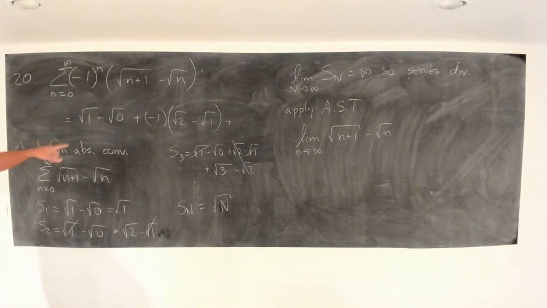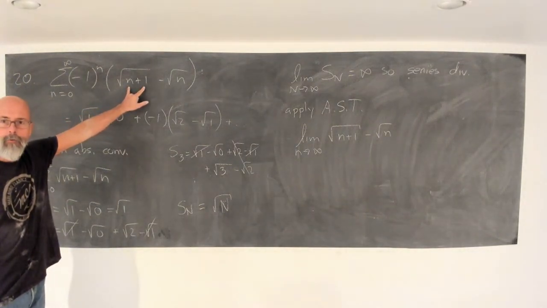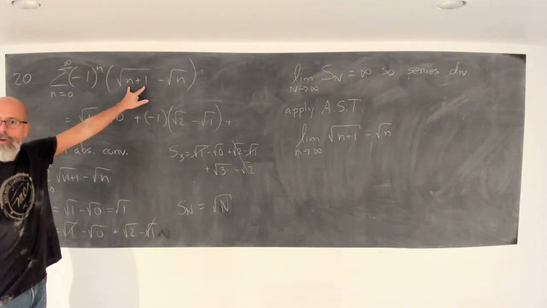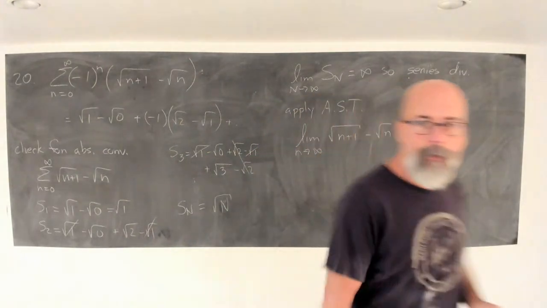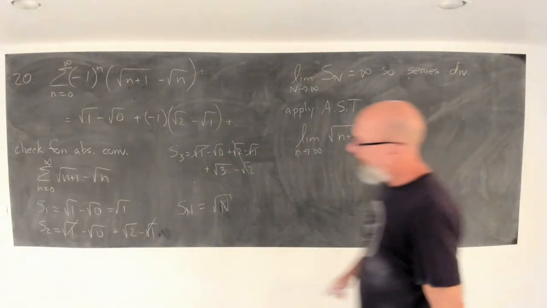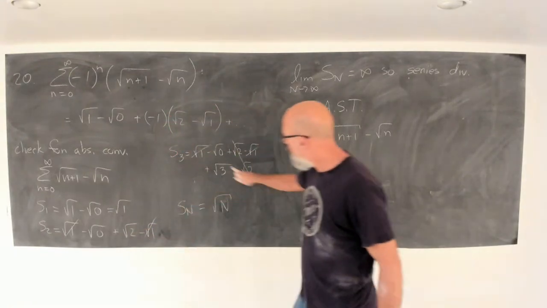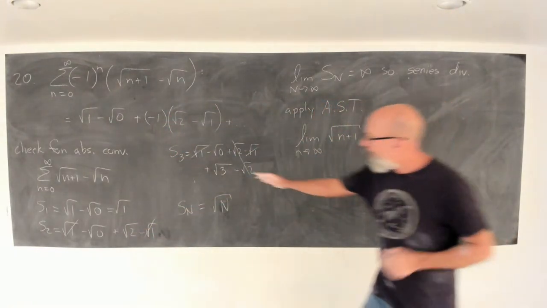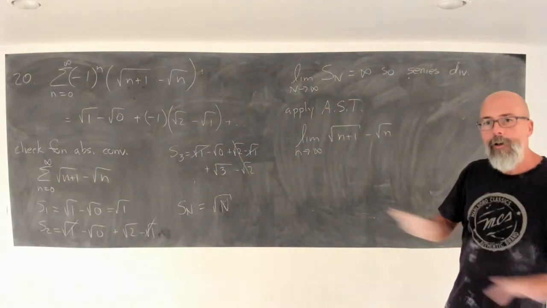I know what you're thinking. You're looking at this and you're thinking to yourself, I've got an n plus 1 here, so shouldn't it be root of n plus 1? Don't make any assumptions. Work with what you have. You wrote down the first term, the sum of the first two terms, sum of the first three terms. This is what you want to describe. Nothing else.